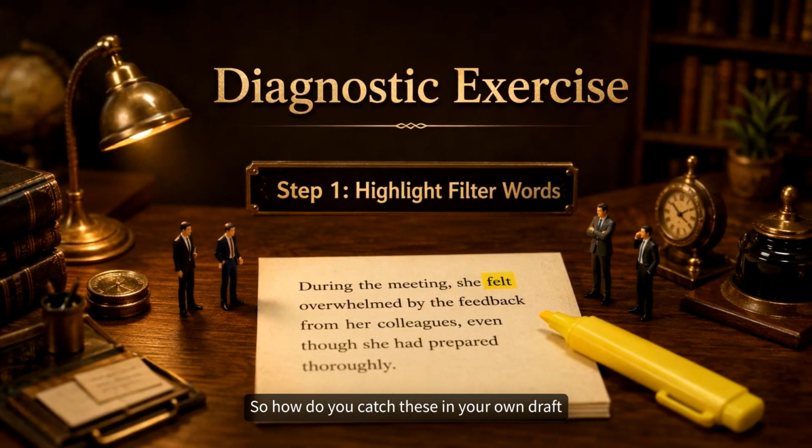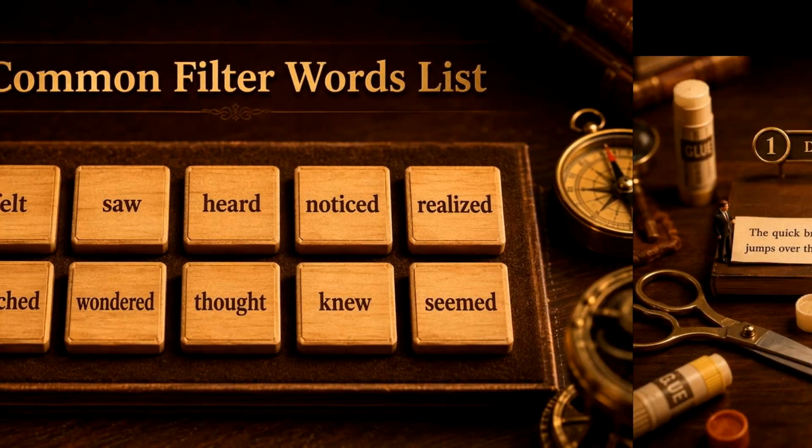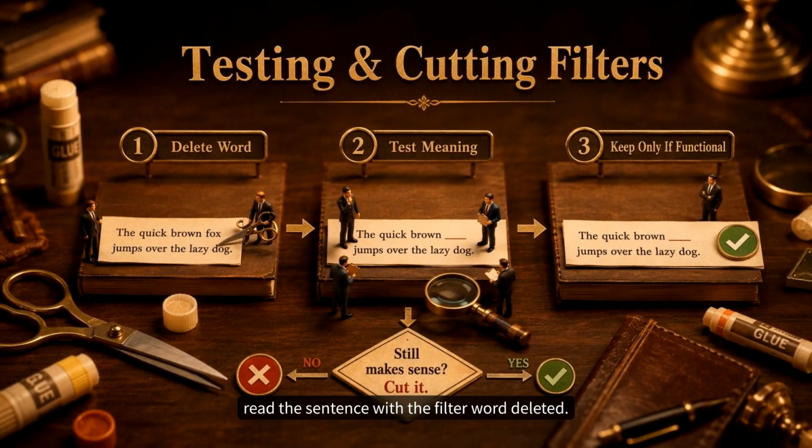So how do you catch these in your own draft? Try this diagnostic exercise. Take 1 page. First, highlight every instance of felt, saw, heard, noticed, realized, watched, wondered, thought, knew, and seemed. Second, for each one, read the sentence with the filter word deleted. Third, if the sentence still stands and still makes sense, cut the filter word for good. Fourth, keep only the ones doing real work, carrying genuine uncertainty the scene needs.